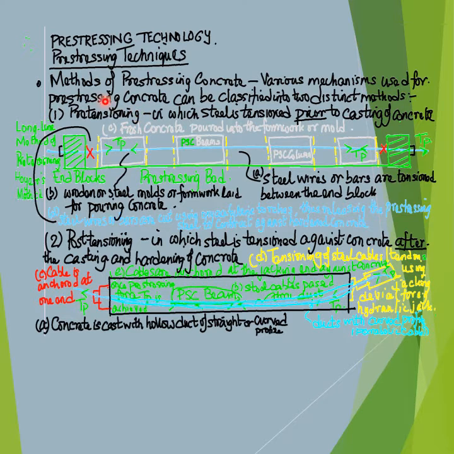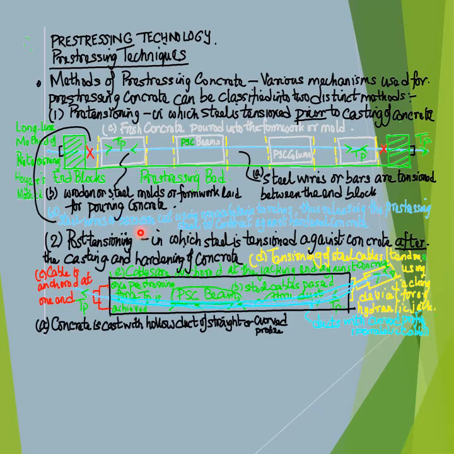The other fundamental mechanism employed or implemented in the construction industry for pre-stressing concrete, wherein steel is tensioned prior to the casting of concrete. The second method of pre-stressing concrete is the post-tensioning method, in which steel is tensioned against the concrete after the casting and hardening of concrete.